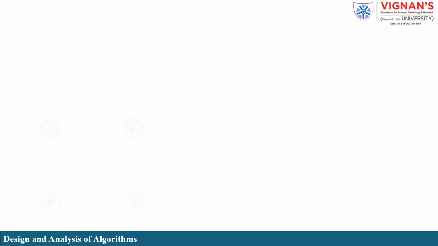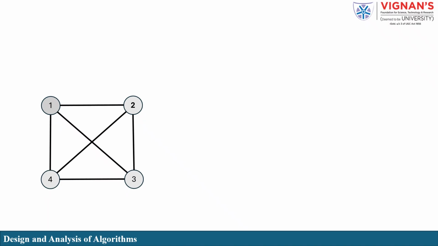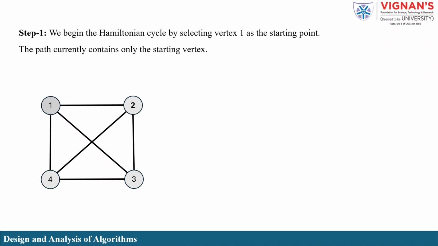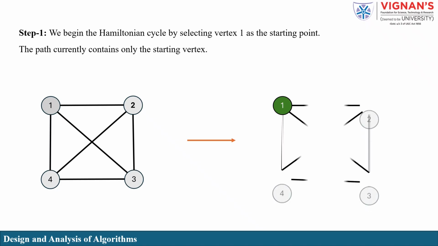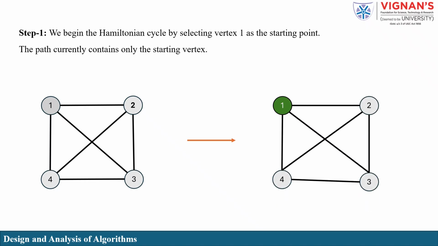Now let's begin solving the Hamiltonian cycle problem using the backtracking approach. In step 1, we start by selecting a vertex as the starting point. Here, we choose vertex 1 as the starting vertex for the Hamiltonian cycle. At this moment, the path contains only one vertex, which is the starting vertex itself. So, we mark vertex 1 as visited, while all other vertices remain unvisited. You can see that vertex 1 is highlighted, indicating that it is added to the path. The remaining vertices, 2, 3, and 4, are still available to be explored.